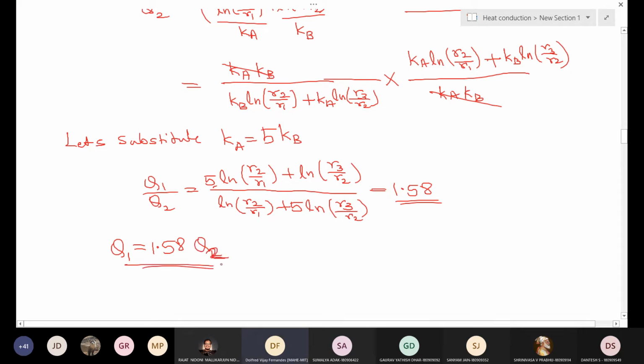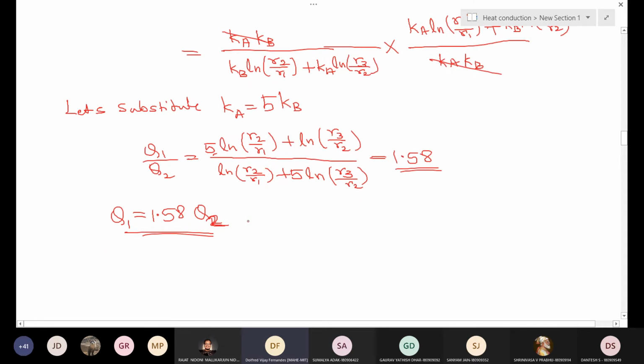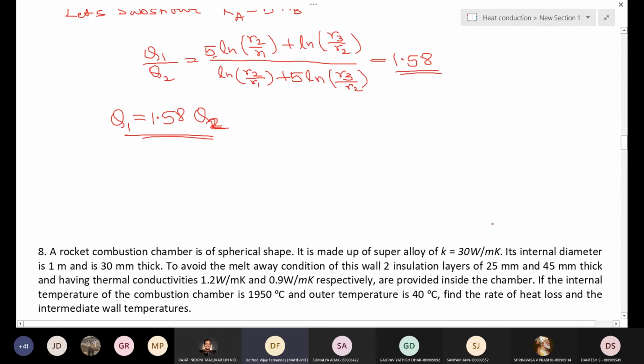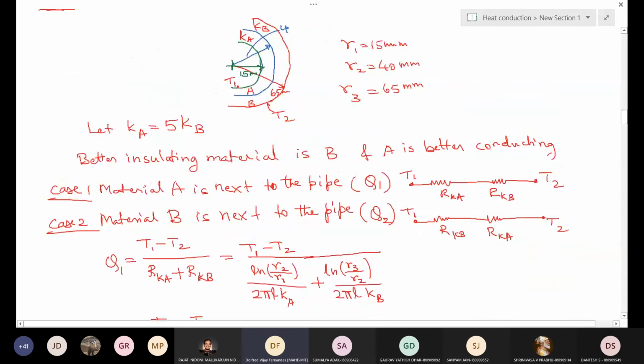1.58 times Q2. So what is the percentage of reduction in heat transfer? 58. No, that is just a difference. Percentage of reduction. So which one is more? Which one is less here? Q1 is more than Q2, and we will go and check that first, confirm that. Okay. So yes, Q1 is more than Q2.